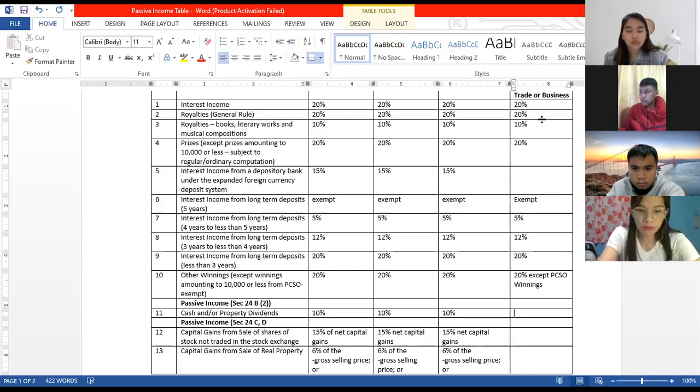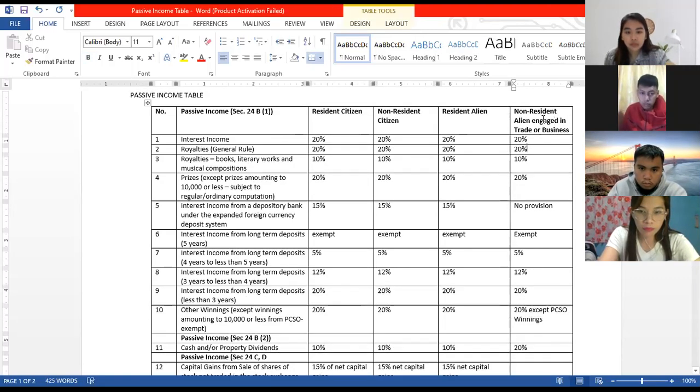And cash on property dividends, 20%. Okay? So magkaiba sila, different yung treatment. Ito, no provision for this. So yan, yan yung mga difference nila.